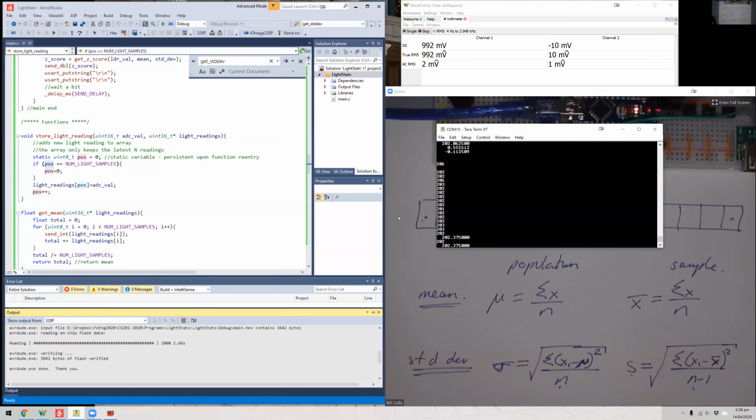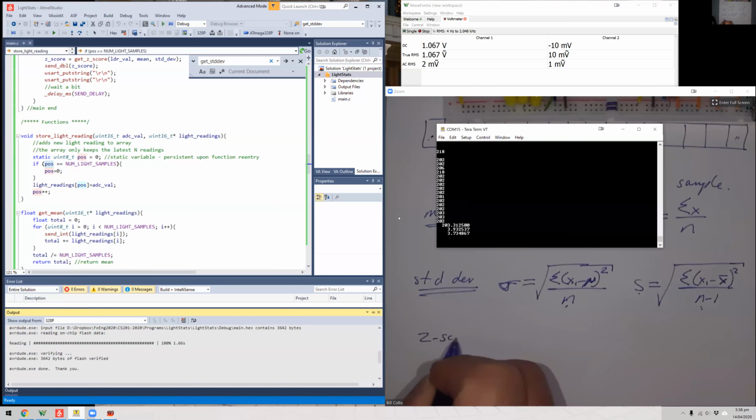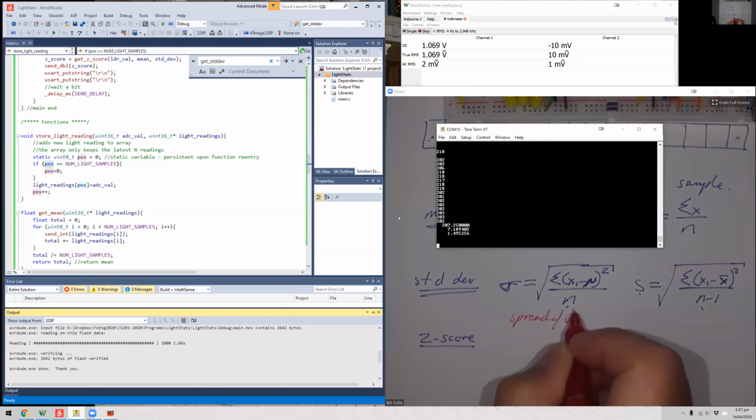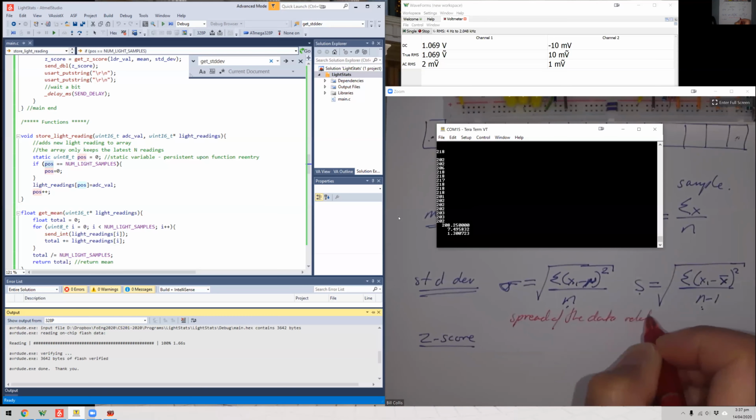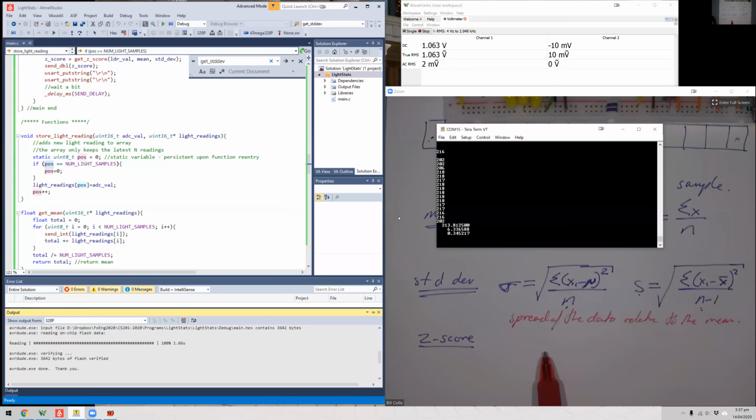What I'm really interested in is something called a Z-score. Now, the standard deviation is the spread of the data relative to the mean. So what I really want is some value which gives me how many standard deviations my new value is from the mean, and that's the Z-score. So the Z-score is the number of standard deviations above or below the mean.